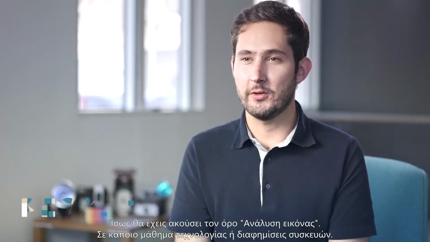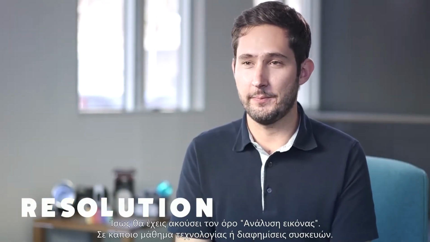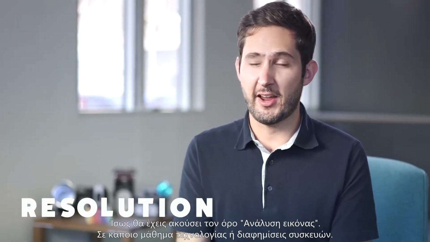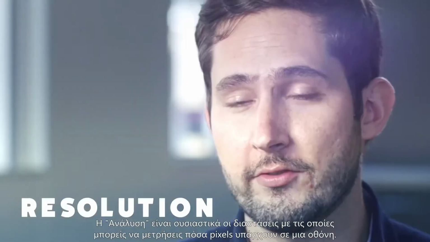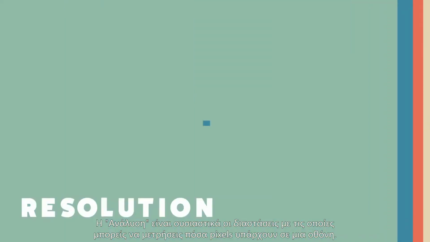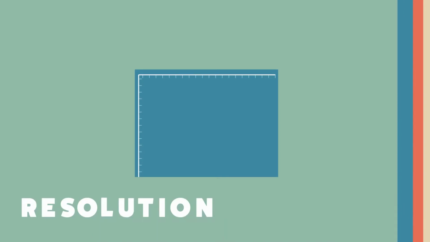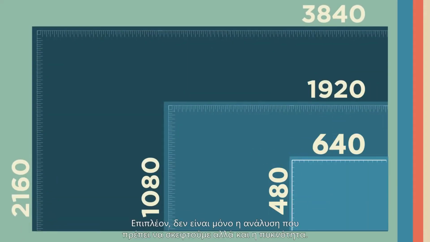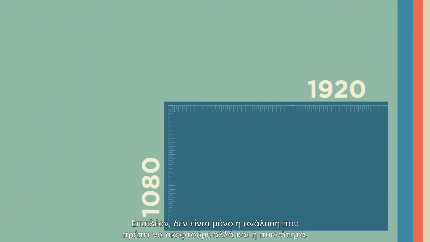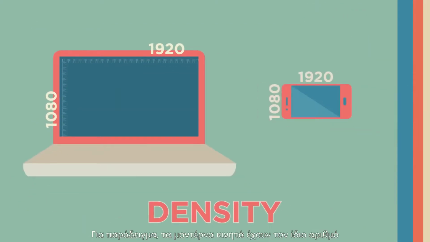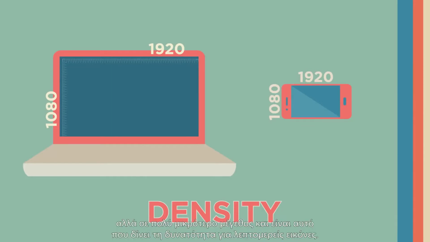So you'll hear the term resolution a lot, both in computer science and manufacturers of devices will talk about it. Resolution is basically the dimensions by which you can measure how many pixels are on a screen. So back in the day, when I was a high school student, it was 640 by 480, and today it's a lot bigger. And then there's the question not only of resolution, but also of density. For instance, on modern smartphones, they fit the same number of little lights called pixels, but in a denser space, and it's what allows you to get sharper images.